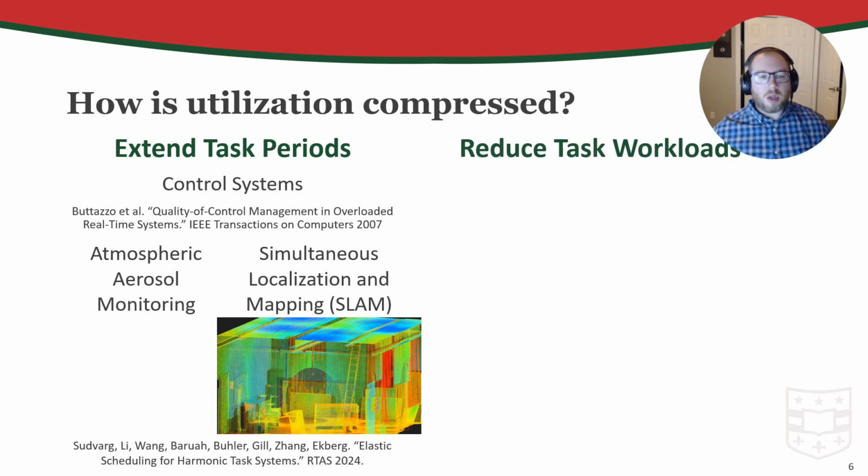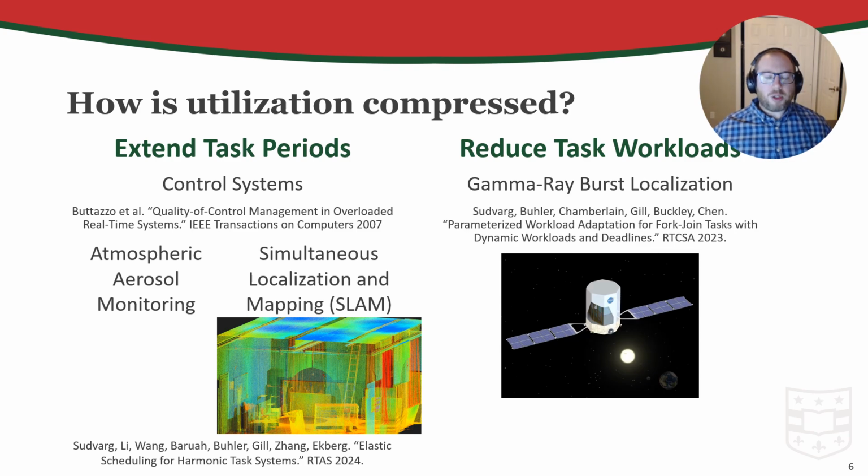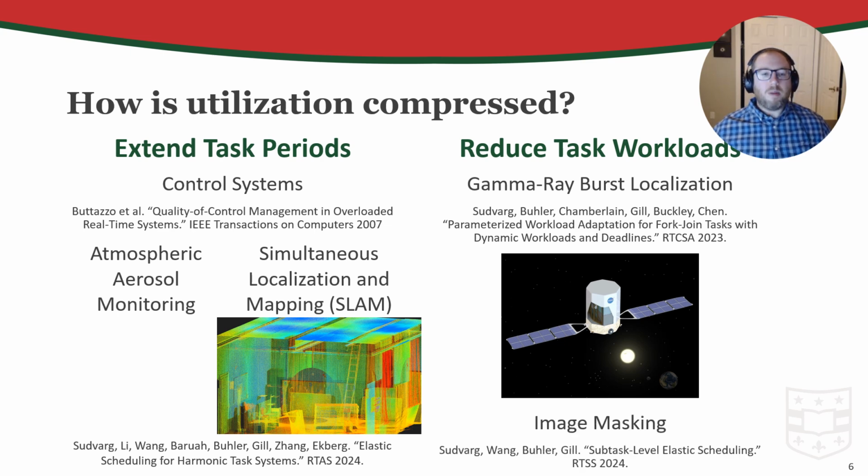Task utilizations can also be decreased by reducing their workloads, for example, by reducing the amount of input data to process or by early termination of an iterative refinement algorithm. And we've demonstrated this technique in the context of real-time gamma ray burst localization in a 2023 RTCSA paper. And there's also a piece of the aerosol monitoring application that can have its task workloads reduced by changing the number of masks applied to an image processing task. And we will show this in an upcoming RTSS paper.